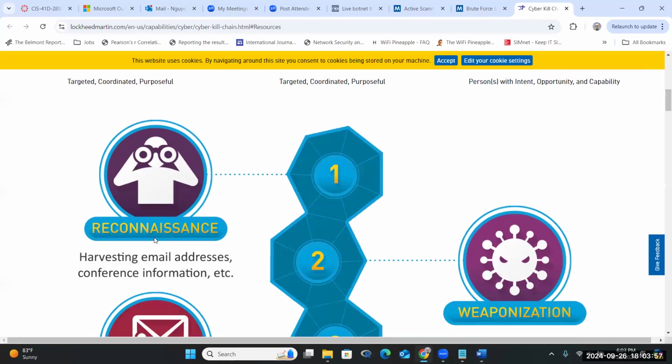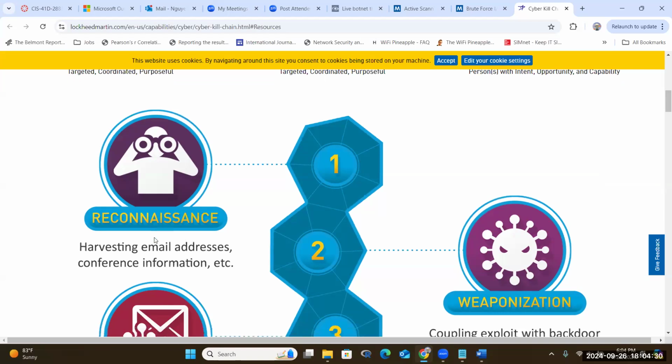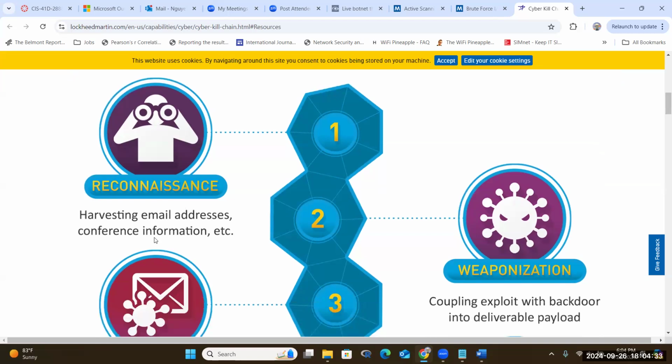And in recon, it would include activities such as harvesting email addresses, obtaining conference information, potentially going to social media and finding posts, etc. Right? And that can also be scanned, whether we scan passively. We can do passive recon or active recon. Then in the second stage, it would be weaponization, and this is for exploitation and a backdoor to deliver the payload.